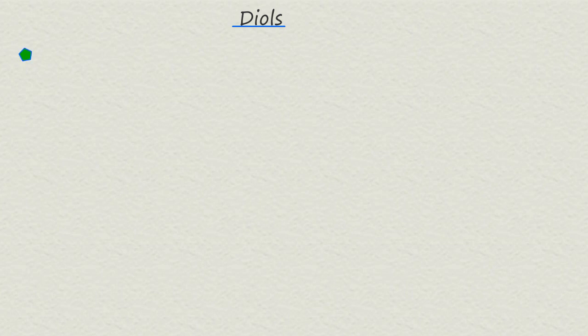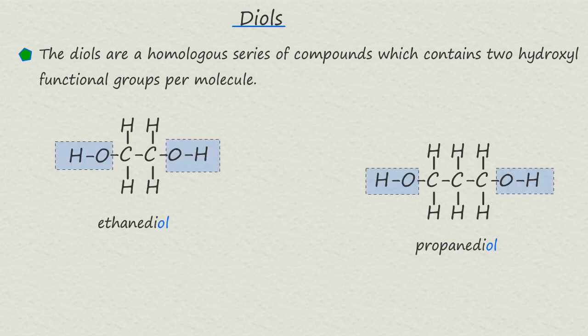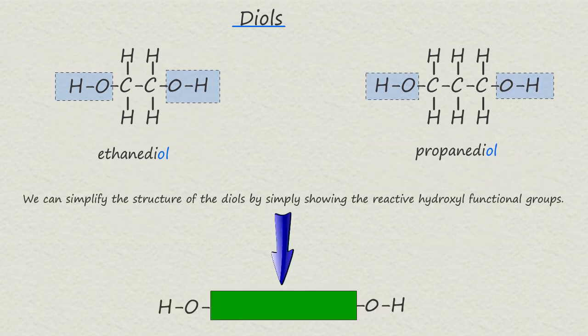Now, another homologous series which contains a hydroxyl functional group is called the diols. However, as the name suggests, these molecules contain two hydroxyl functional groups per molecule. For example, the displayed formula for the diol molecules, ethane diol and propane diol, are shown, and again you should be able to clearly see that each molecule contains two hydroxyl functional groups. We can simply show the structure of these diol molecules as shown. Here, the box represents the portion of the diol molecule which doesn't react, and the two reactive hydroxyl functional groups are drawn on the end of each box.